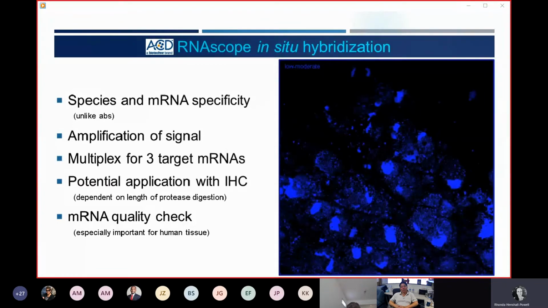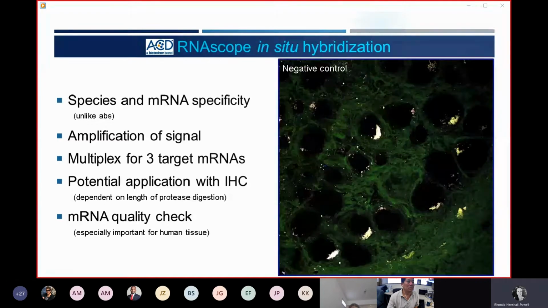So we only worked with human or mouse tissue where we saw expression for all 3 of our housekeeping mRNAs, because we were doing an exploratory study, where we didn't know what these gene expression profiles would look like in these tissues.